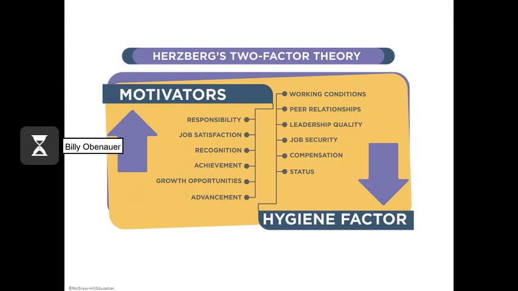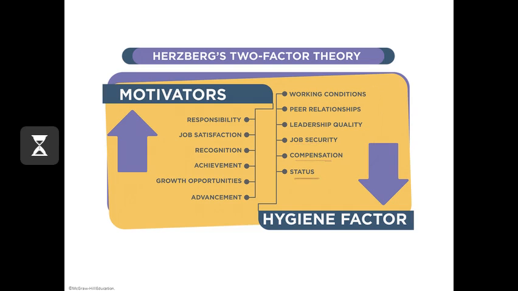The two factor theory says that there are two components to a job: motivators and hygiene factors. The basic premise is that the hygiene factors are all things that we expect to be present in a job. So maybe good working conditions, job security, pay, status, and so on. We expect these things to be here, and if they're here, that's great, but they don't motivate us. If they're not here, however, they can be demotivating.